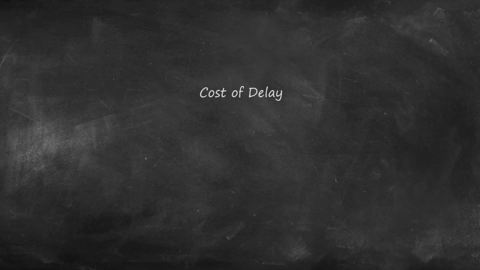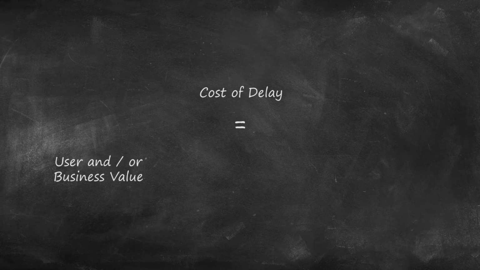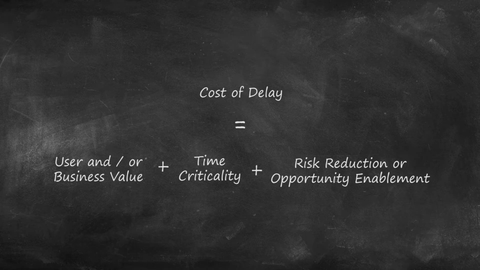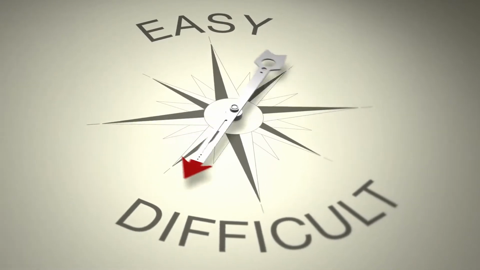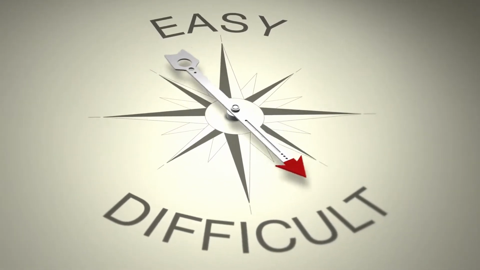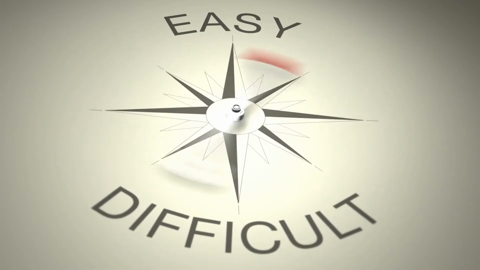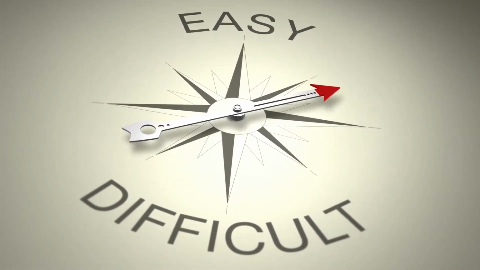First of all, cost of delay is a combination of three things: user and/or business value, time criticality, and risk reduction or opportunity enablement. Understanding those things in isolation can seem difficult, but it's actually much easier than you might think. Let's break it down into manageable steps.